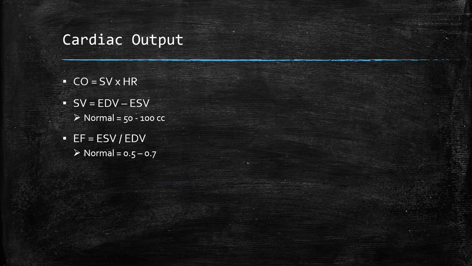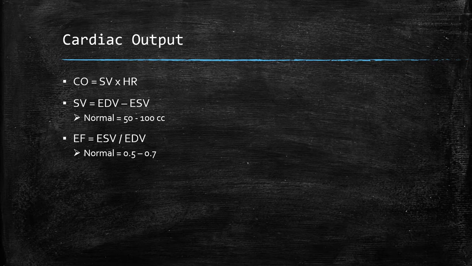Perhaps the most basic piece of information that we would like to know about a sick patient is, what is their cardiac output? The equation for cardiac output is simple enough. It's stroke volume times heart rate. Heart rate is easily obtained, but stroke volume is surprisingly difficult to know.